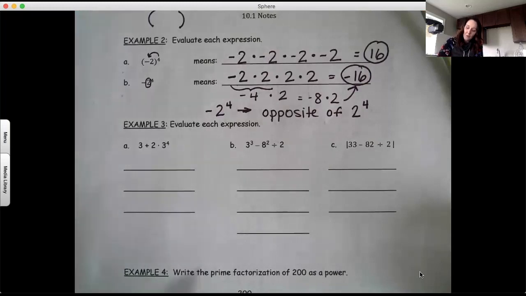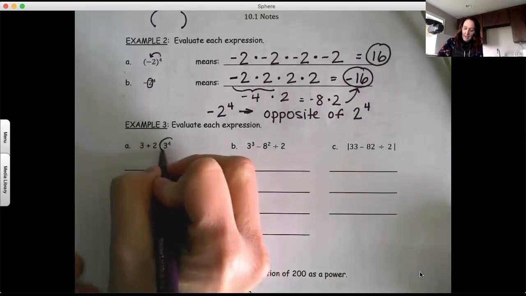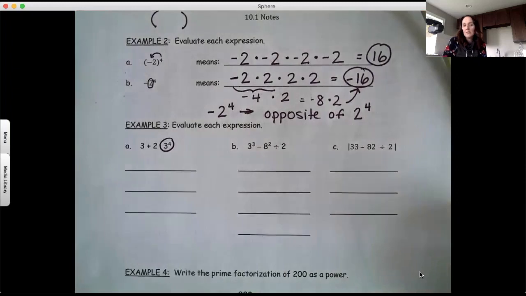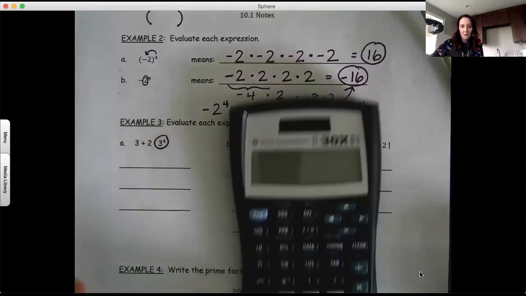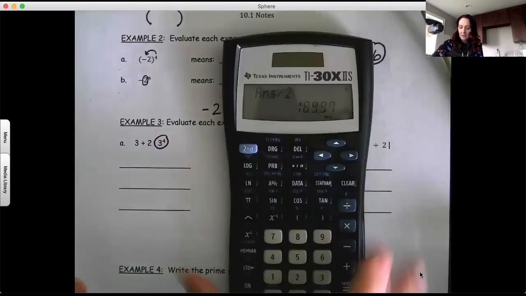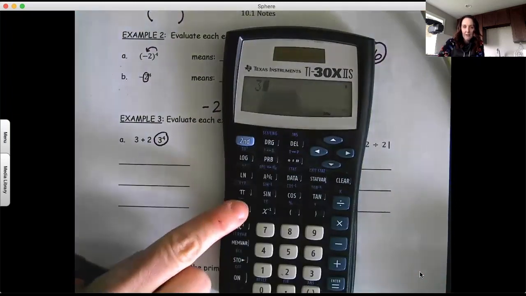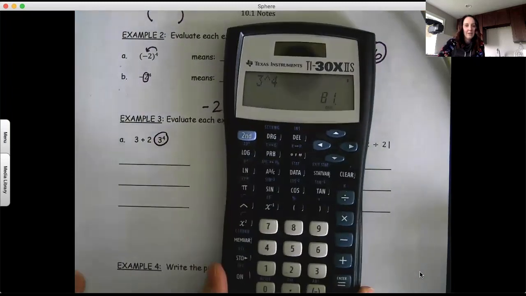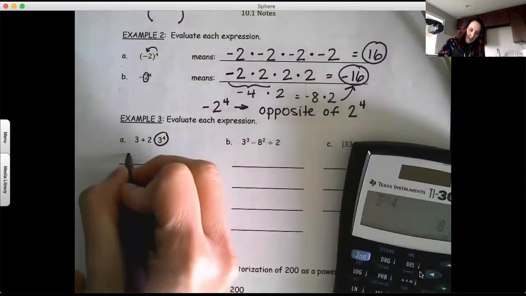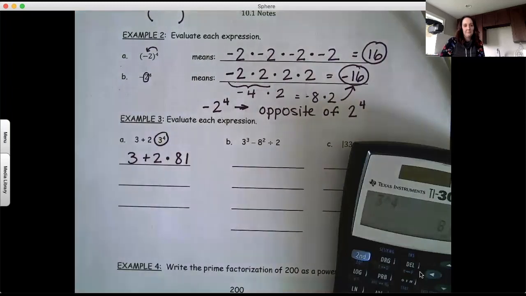So the first thing I'm going to do, and you can always remember PEMDAS, right? You're going to focus on the exponent first. Notice I don't have any parentheses, so I'm going to go right to exponents. So 3 to the 4th power. Let me show you how to do 3 to the 4th power on your calculator. You're going to do 3, and then you have the caret button raised to the 4th power, and you get 81. So I'm going to rewrite this as 3 plus 2 times 81.